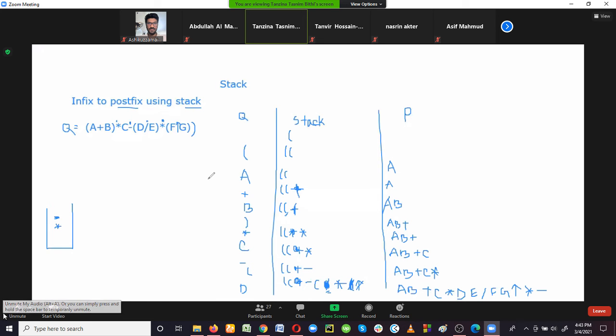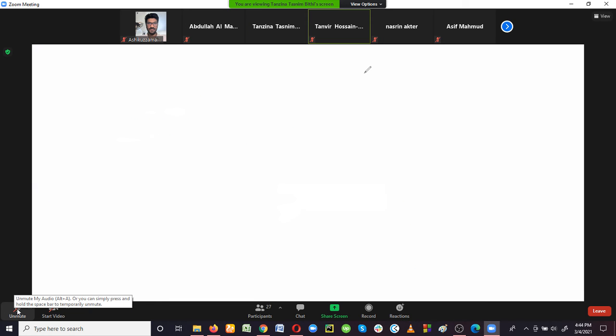So do you want to try one? Do you want to solve another one? Yes, ma'am. Okay, so I'm just giving you another expression. Just convert it into postfix. So that is the infix notation, A division B minus C into D plus E. Just convert it into postfix notation.